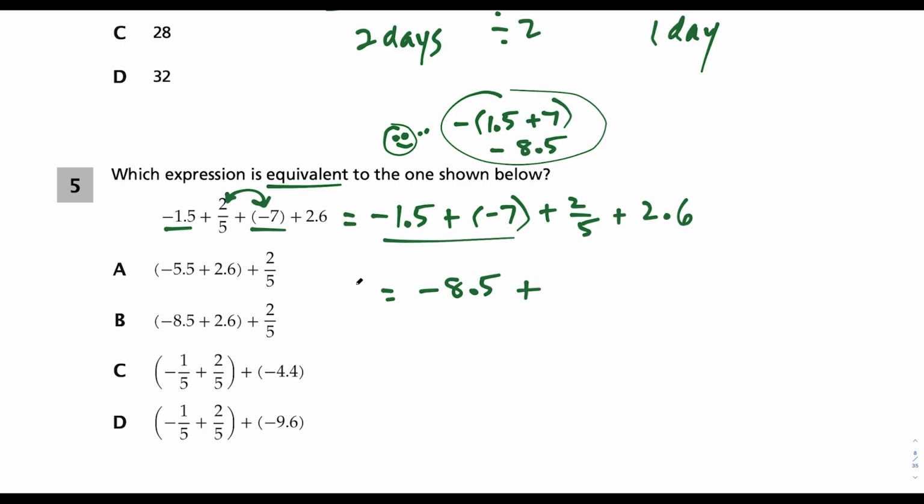And then I have plus, and when I scan the answer choices, it looks like they did one more commutativity of addition here. They switched these 2. So I have -8.5 when I combine those 2 terms, and then I'm going to have 2.6 plus 2/5. And then I could just choose to throw parentheses over this sum like this. That's not going to matter. And now when I scan the answer choices, this is going to match up with choice B.